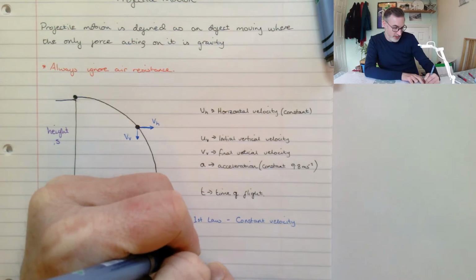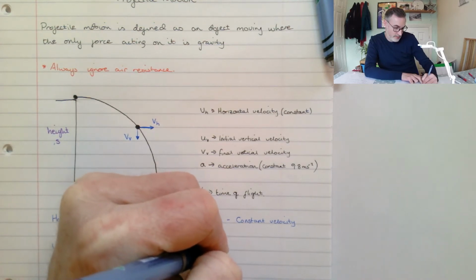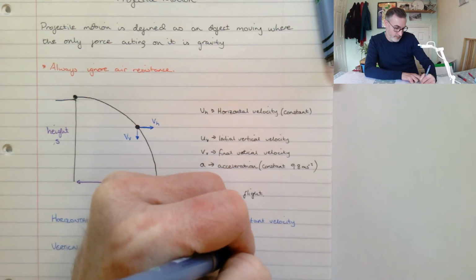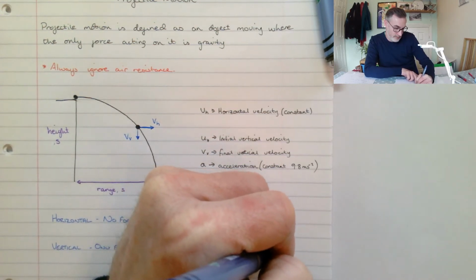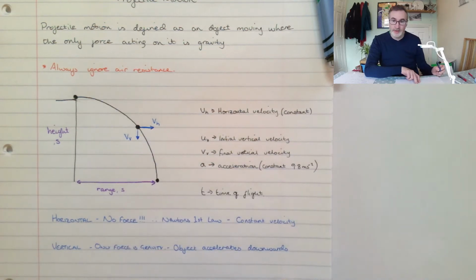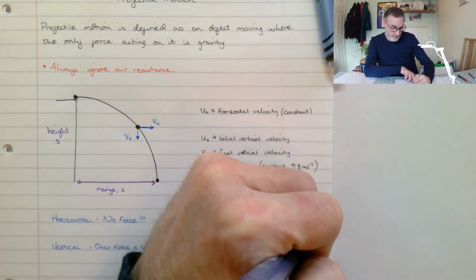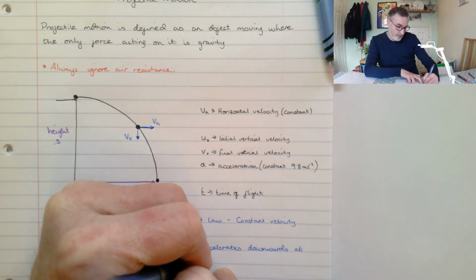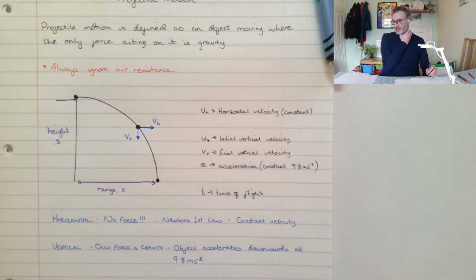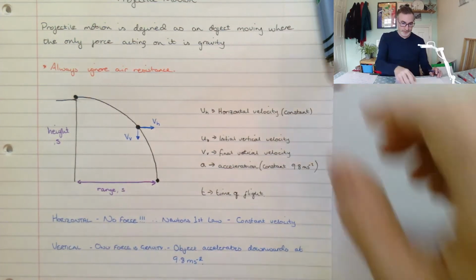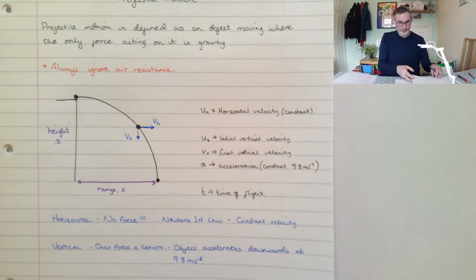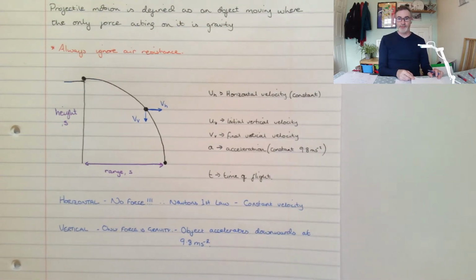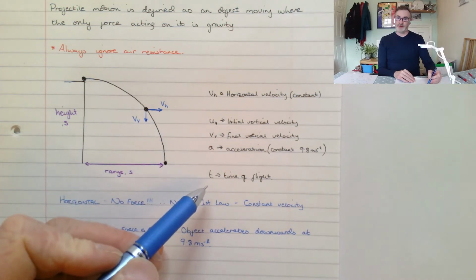I'm going to say object accelerates downwards at 9.8 meters per second squared. Okay, so they're your basic definitions, and then as we move on now, we're going to look at how we'll actually calculate some of these numbers.